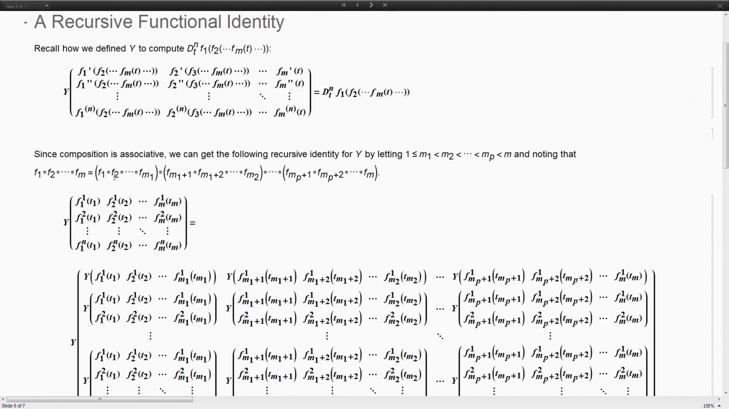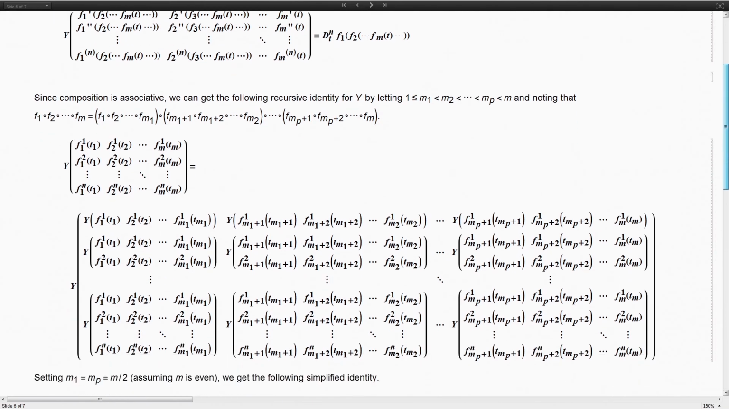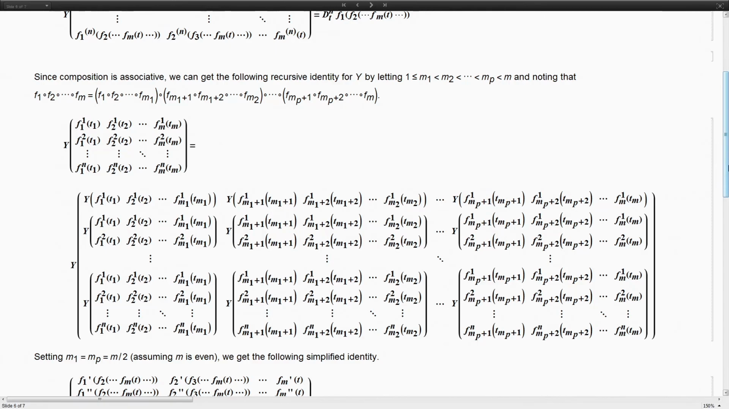So we can really split up the composition of functions any way we want. Instead of having m functions, we can have p groups, where we group the first m1 together, then we group the next m2 together, and so on. That gives us this functional identity, where we're just recursively using this definition of Bell Y on these submatrices.